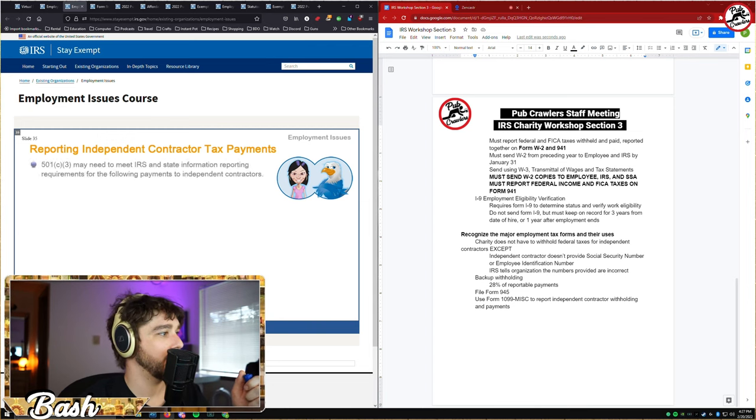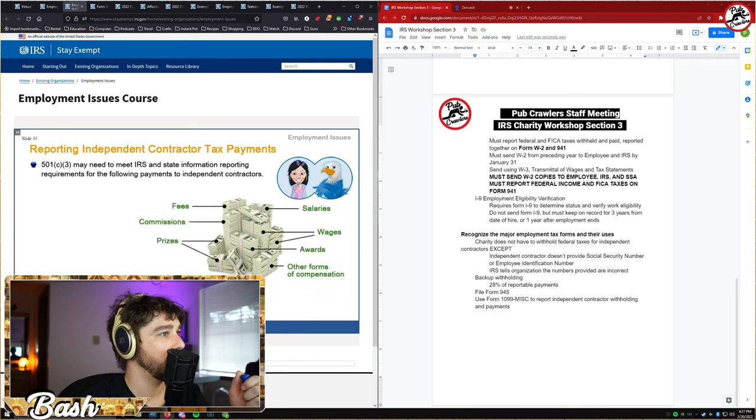Mm-hmm. Let's see if this is going all right. I still kind of want to do times two speed, though. Any other form of compensation? Oh, it's not doing anything.